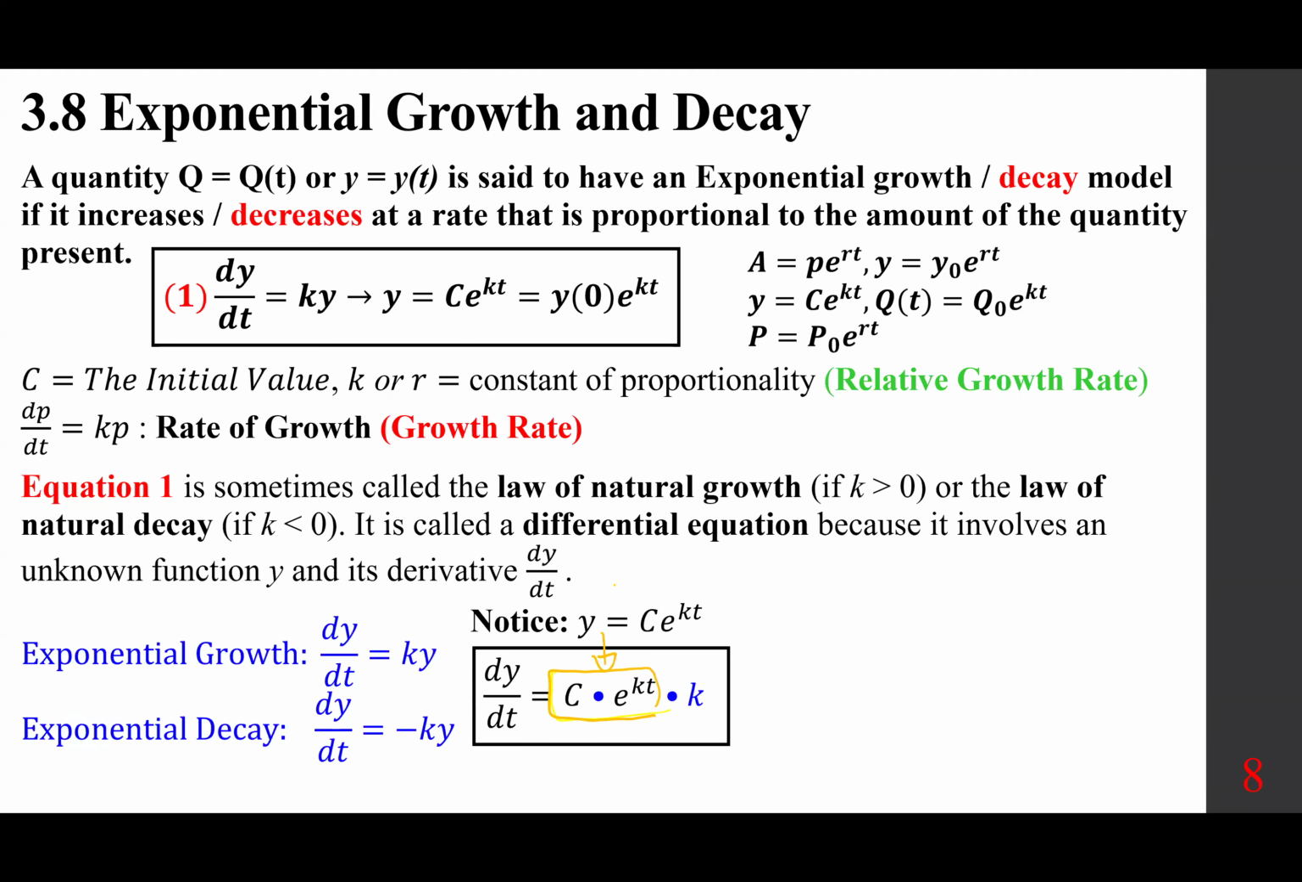Same thing, y. So dy/dt is y times k, or ky. That's exactly what we had here. So we proved that this is the solution.